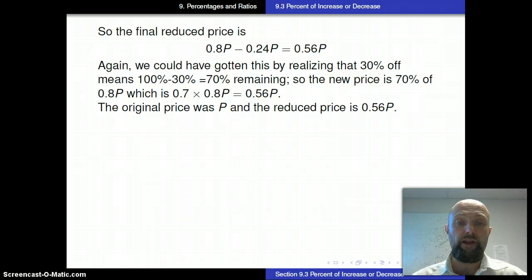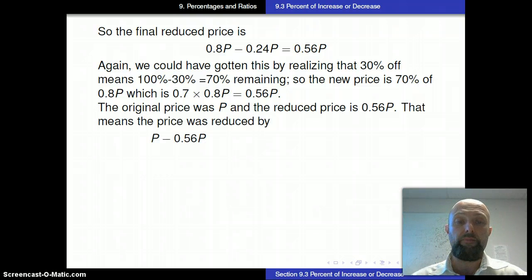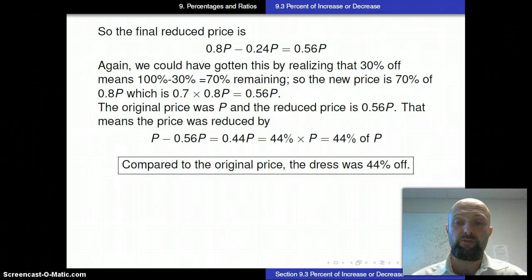Okay, so far we have that the original price was P and the reduced price is 0.56P. That means that the price was reduced by P minus 0.56P, which is 0.44P, which we recognize as 44% times P, or 44% of P. So compared to the original price, the dress was 44% off.